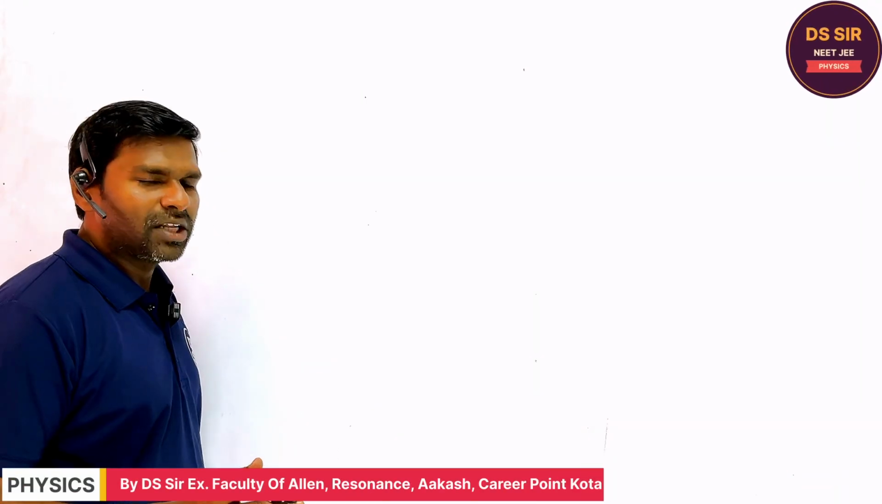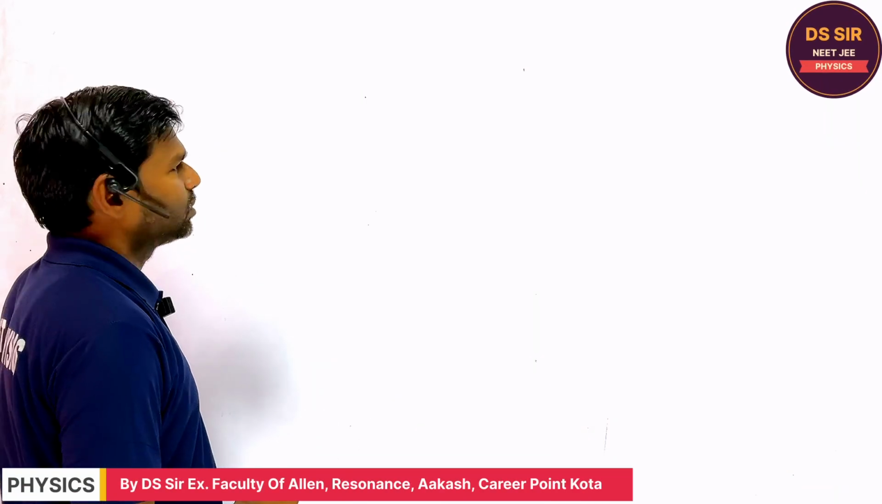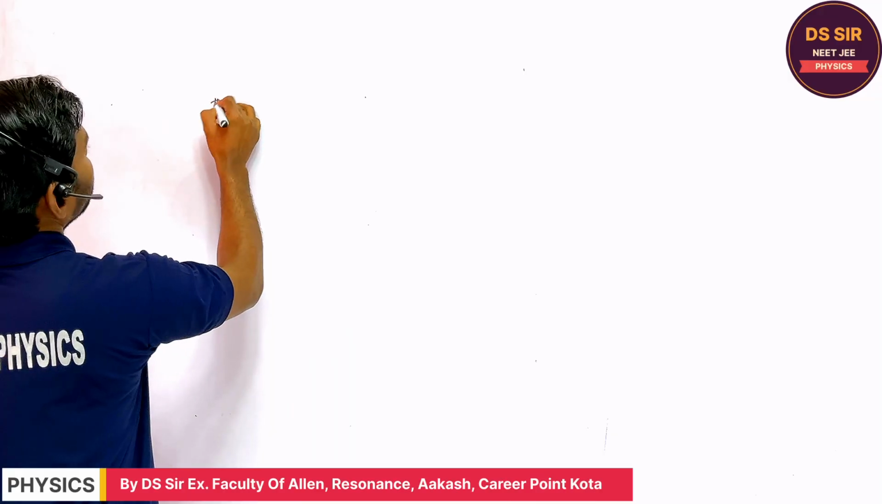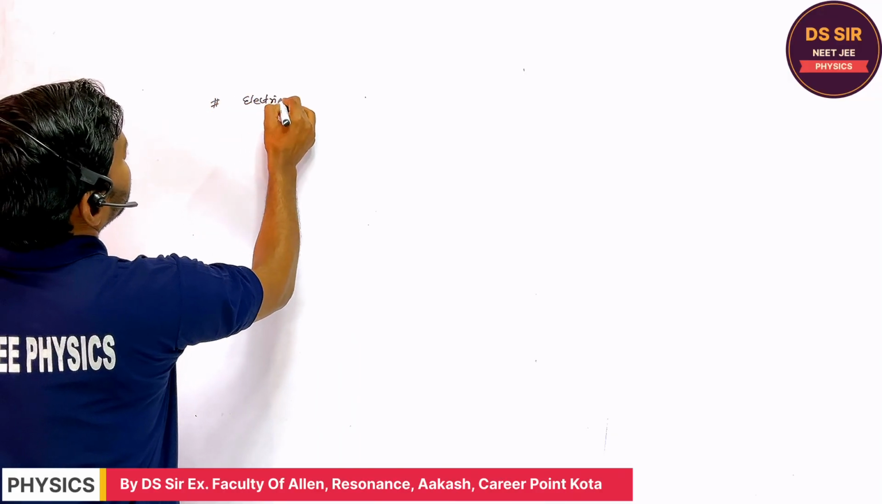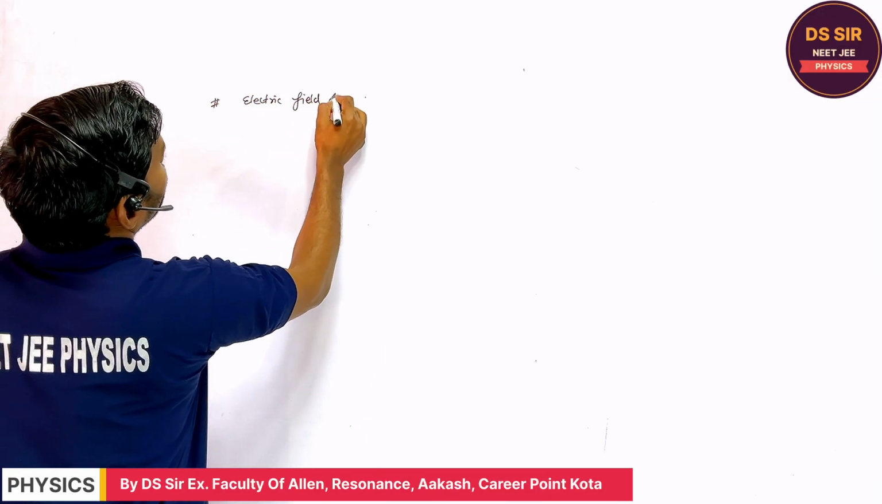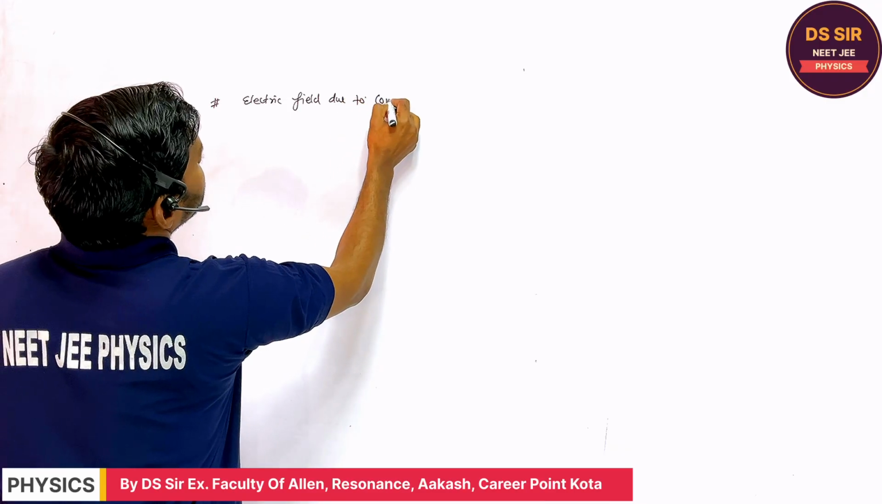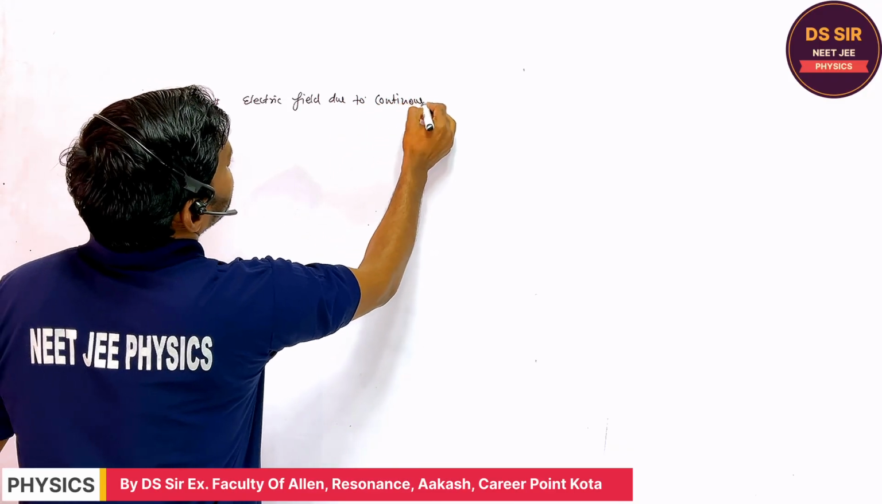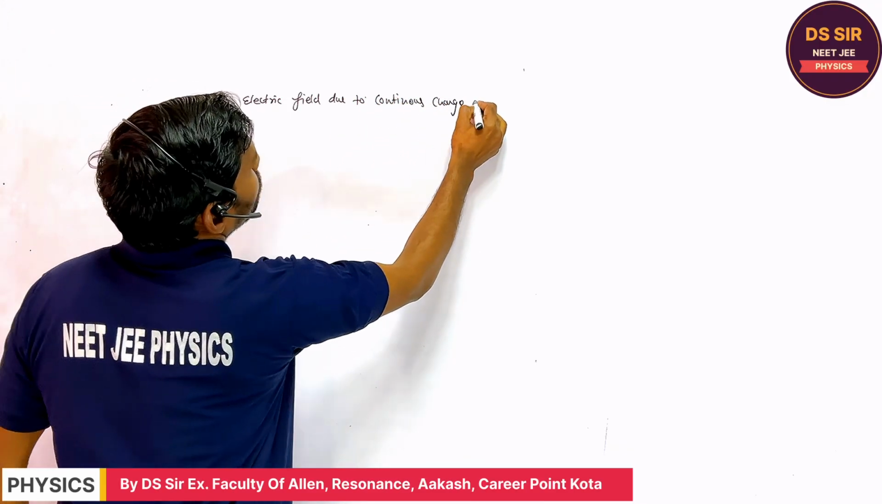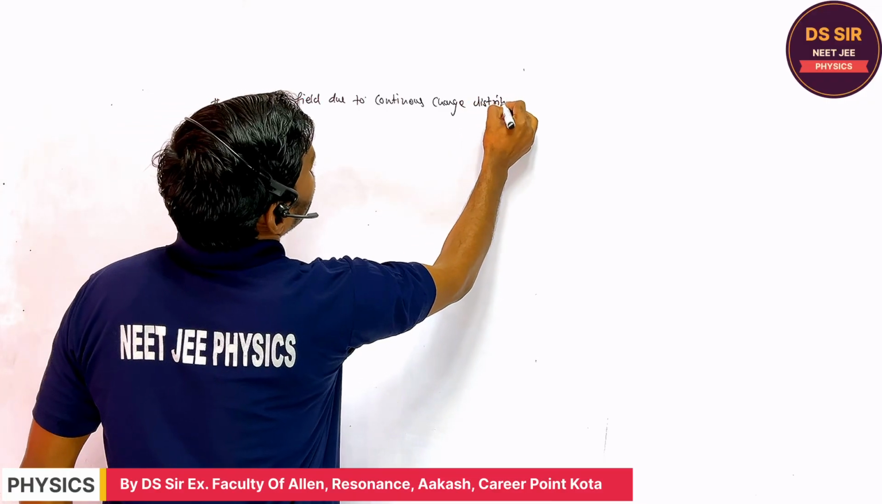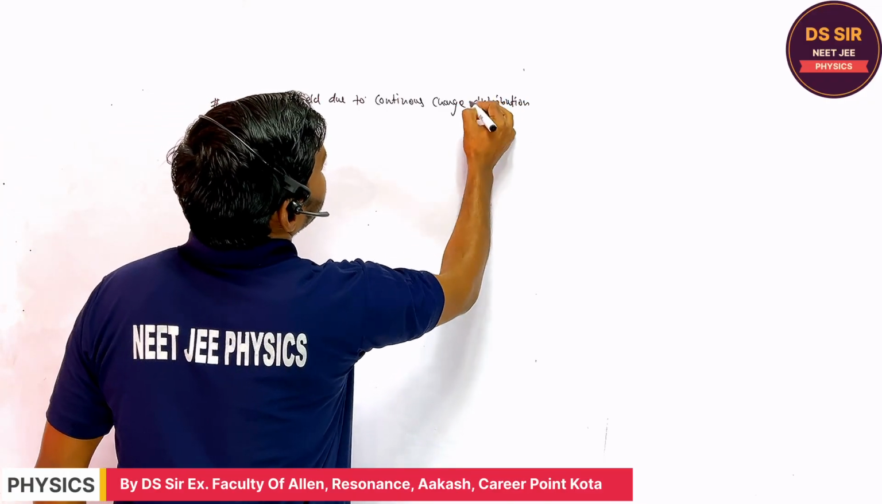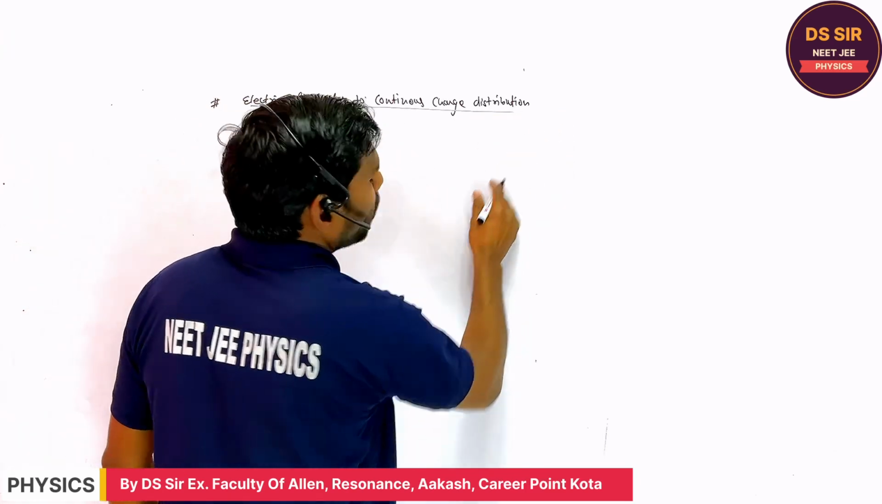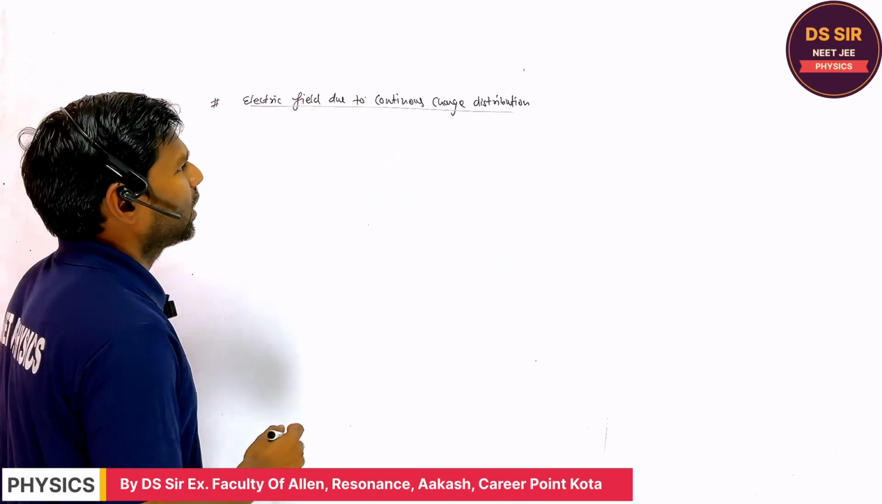So now in today's lecture we are going to discuss the electric field due to continuous charge distribution, right? The electric field due to the point charge we have seen, it is kq upon r square.